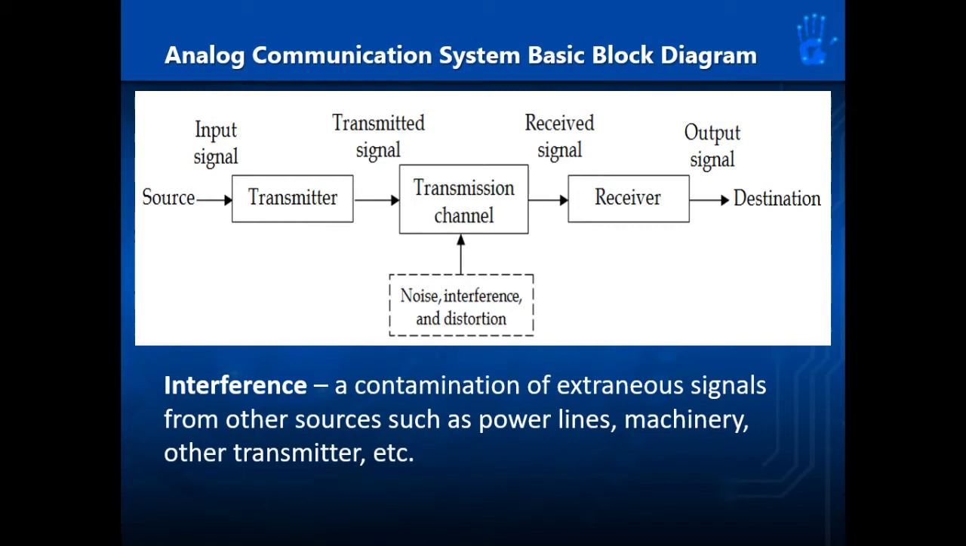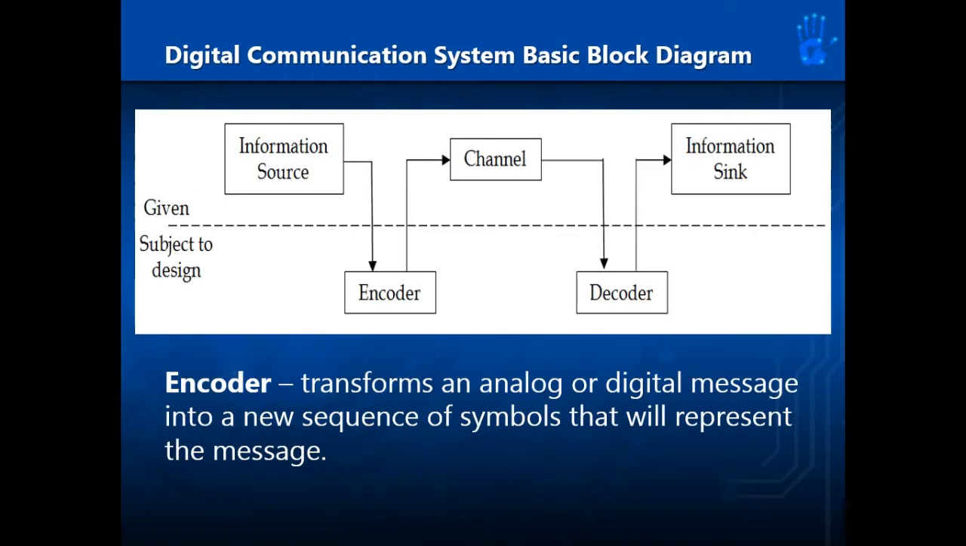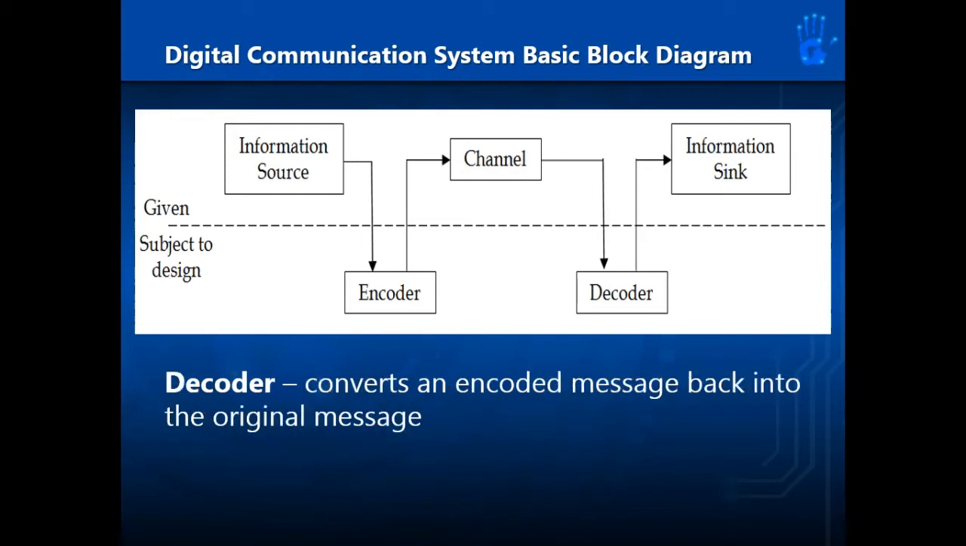Now, let's take a look at the basic block diagram of a digital communication system. Just like the block diagram of the analog communication system, we still have the information source, the channel, and the information sink, which is our destination. The encoder transforms an analog or digital message into a new sequence of symbols that will represent the message. The decoder, on the other hand, converts an encoded message back into the original message.